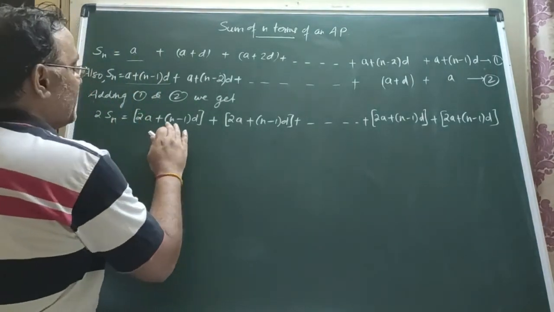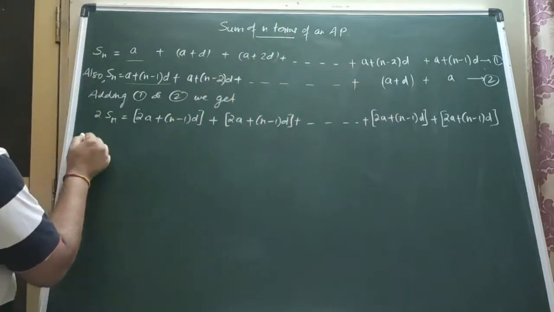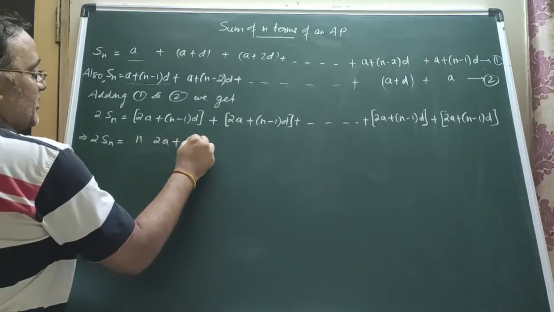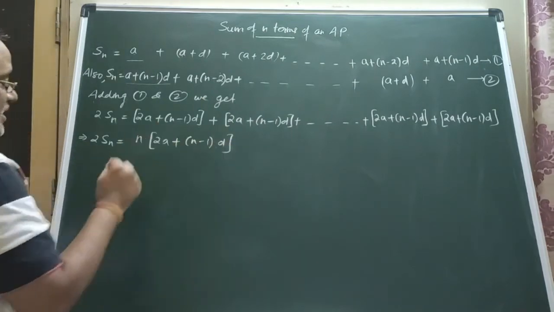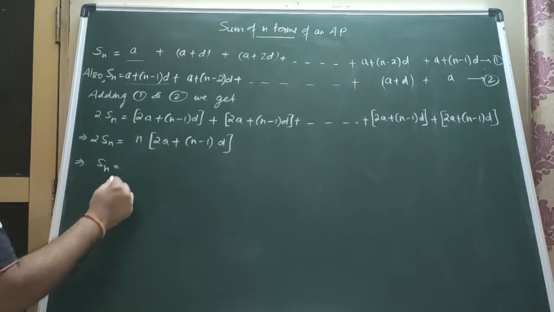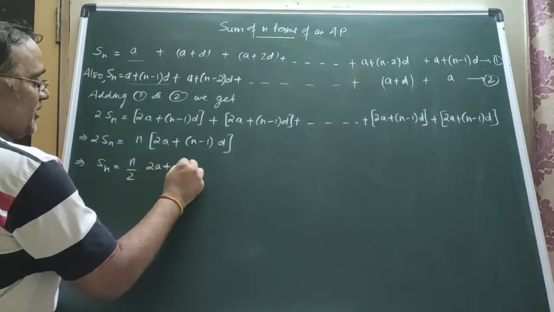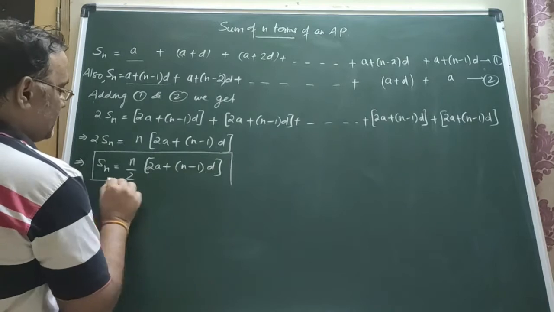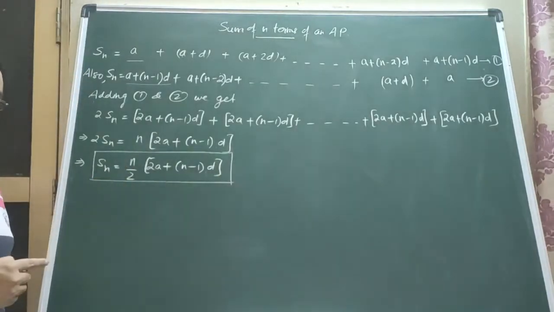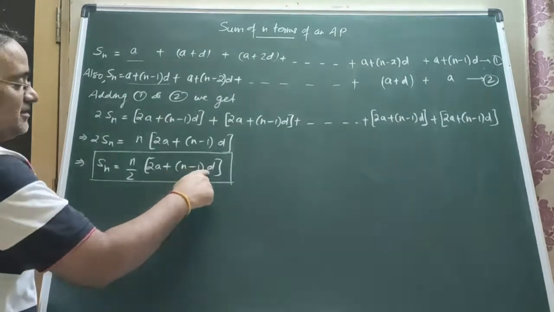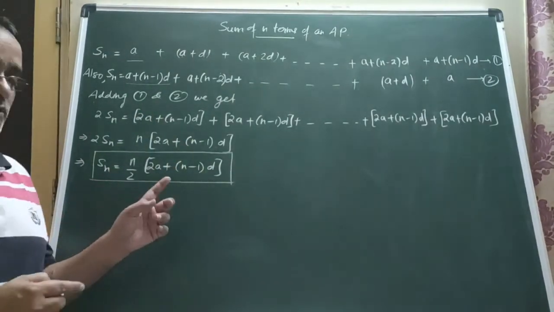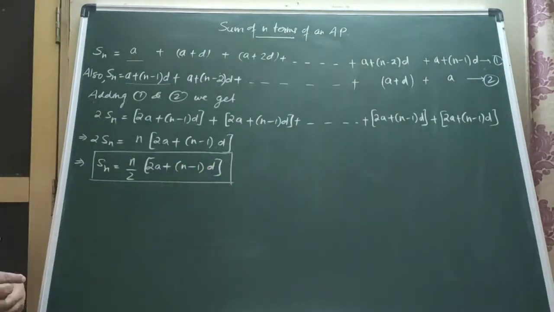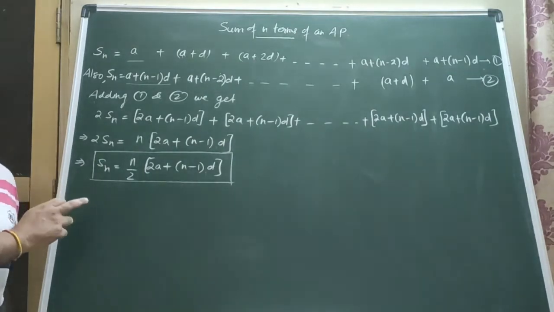So यहाँ पर हम लोग 2a plus n minus 1 into d we are adding n times. So this will imply 2 times Sn is equals to n into 2a plus n minus 1 into d. And finally we'll get Sn is equals to n by 2, 2a plus n minus 1 into d. So this is the formula to find the sum of n terms. If the first term is known to us, the number of terms is known to us, and d. 3 terms इसमें हम लोग को पता होना चाहिए, n, a और d. Then we can easily calculate the sum of n terms by using this formula.